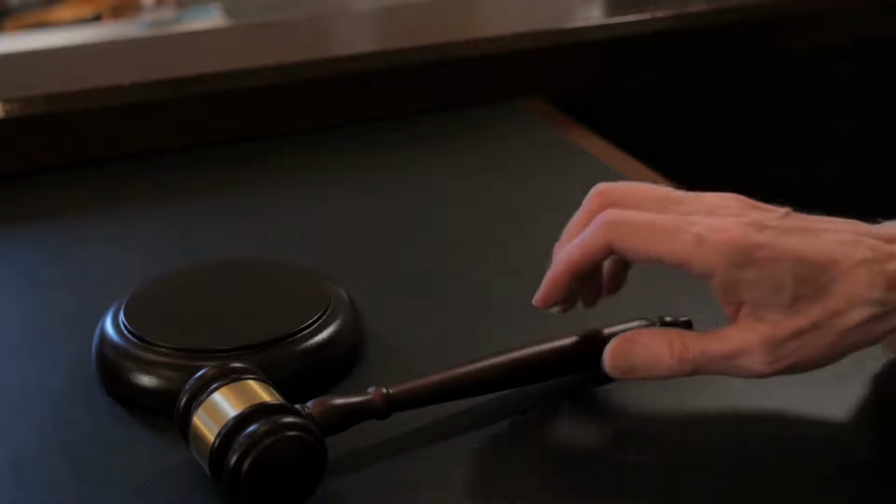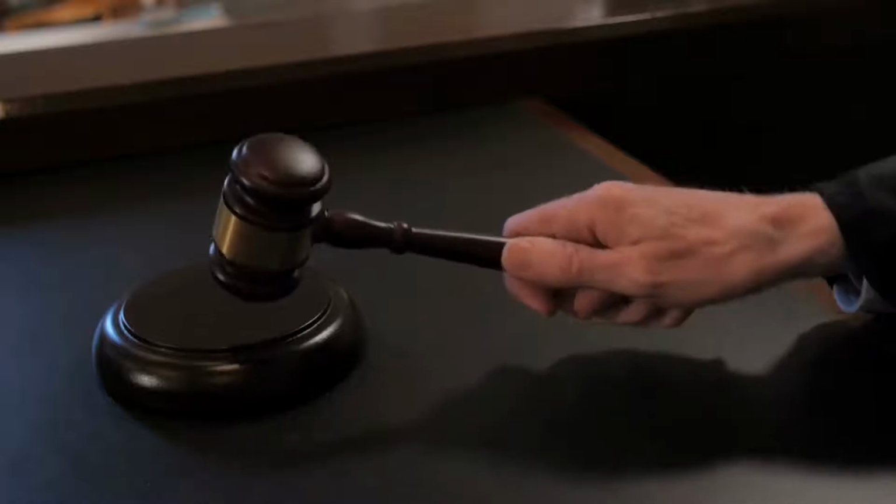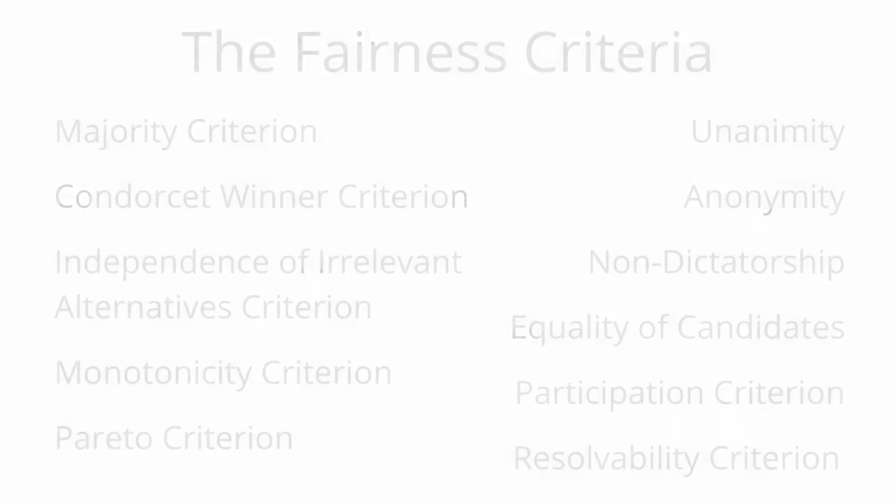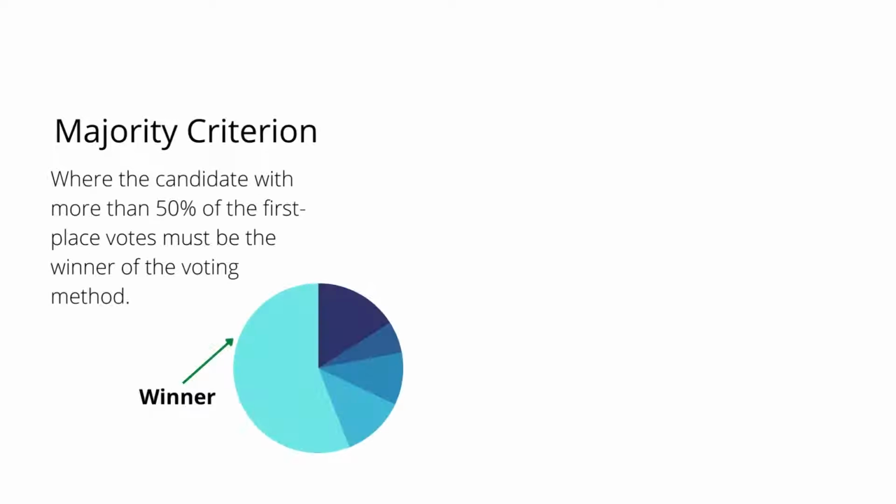There are many conditions that a voting method must satisfy to be considered fair, which we call the fairness criteria. Due to the amount of criteria present, there will inevitably be limitations for every voting method, which will be discussed later. The main fairness criteria we will be using are the majority criterion, where the candidate with more than 50% of the first place votes must be the winner of the voting method.